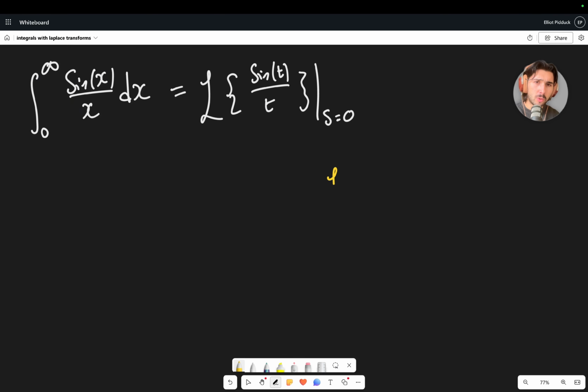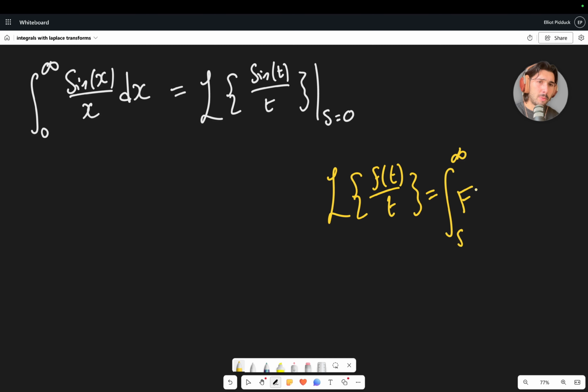So the Laplace transform, in general, of any function of t that you can take the Laplace transform of, divided by t, is equal to the integral from s up to infinity of capital F of u du. Now, this needs a bit of explanation. Capital F is still the function that is the Laplace transform of lowercase f of t. So in this case, capital F of u is the function that sine t Laplace transforms into.